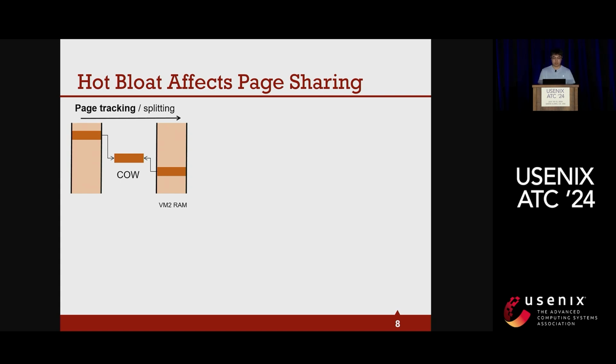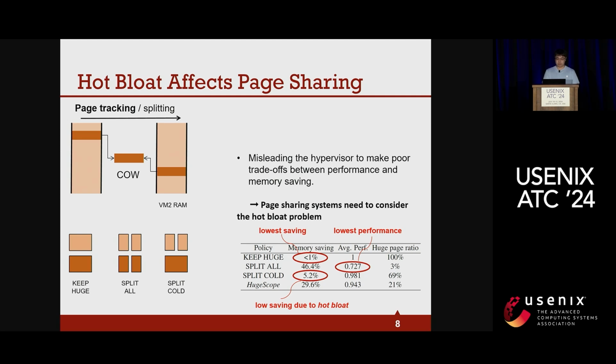Another example is page sharing, which shares pages with the same data using copy on write. Because the probability of a huge page having the same contents is extremely low, the system needs to consider whether a huge page needs to be split. Policies include keep huge, split all, and split cold huge pages. Keep huge policy minimizes the memory sharing. Split all policy reduces performance. So the split cold policy seems to offer a balanced trade-off.